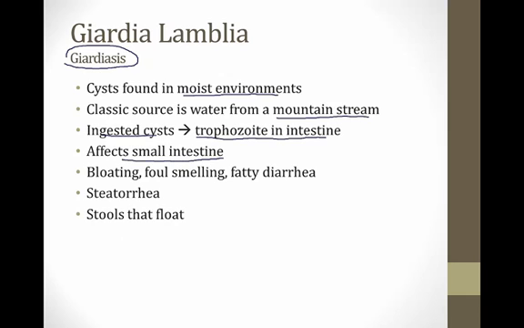When you ingest the cysts, they turn into the trophozoite form in the intestines, and these bugs affect the small intestine. What they cause is not bleeding or inflammation, but malabsorption of fat in the small intestine. Therefore, you will get bloating and foul-smelling fatty diarrhea. This is called steatorrhea, and steatorrhea classically gives you stools that float. It's very unusual for your stools to float. You may not like to think about that, but usually you probably notice that they sink to the bottom of the bowl. Not if you have a Giardia infection and not if you have steatorrhea.